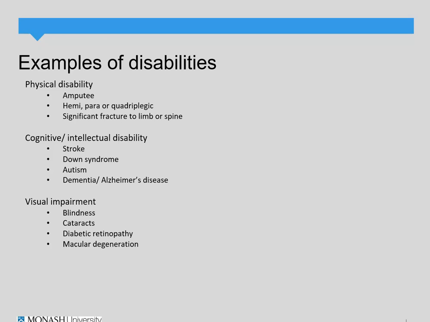And we're going to talk about the different types of visual impairment. I'm actually going to give you a link to a website that allows you to really understand the different types of visual impairment that people are living with in the community.